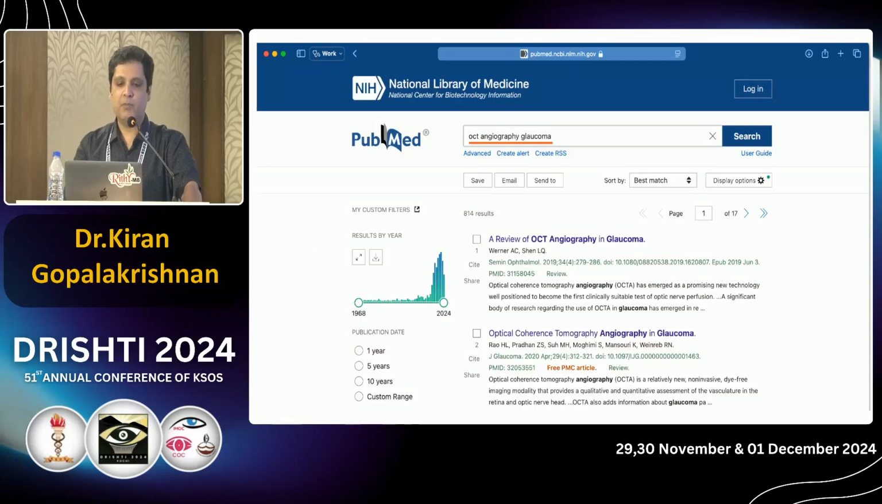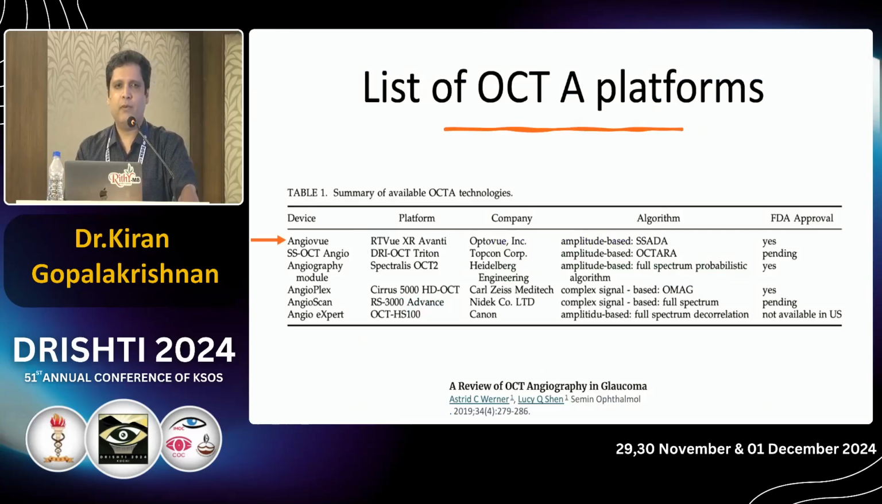A couple of months back, I typed in OCT angiography in glaucoma in PubMed and found 814 results on publications. And you can see the number of publications on OCTA in glaucoma peaking almost, I think, in 2022 or so. So there are various OCTA platforms. The AngioVue is the most widely published platform for studies in glaucoma, followed by the AngioPlex, that is the Cirrus version.